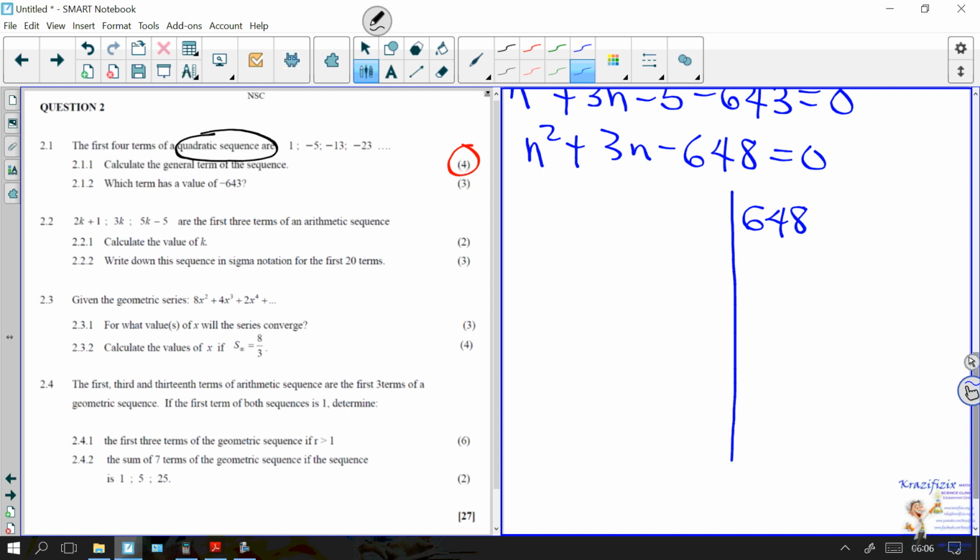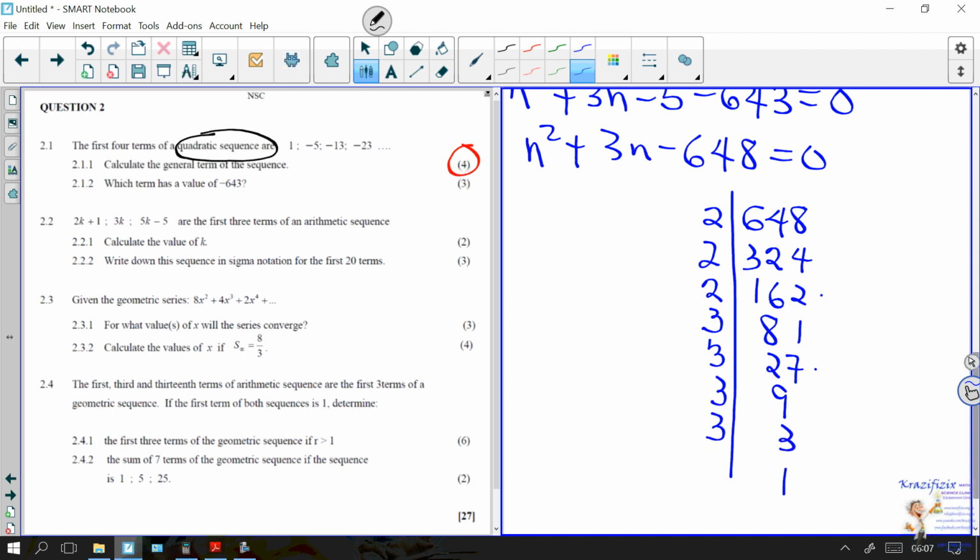Factors of 648. 2 here. This is 324. 2 would go, because it's even. 162. I still have a 2, 81. All right. Now it's no longer even. 3, I have 27 here. 3, I have 9. 3, I have 3. And 3 divided by 3, I have 1. These are my factors. If you take your calculator now and multiply all of that, you would get 648.